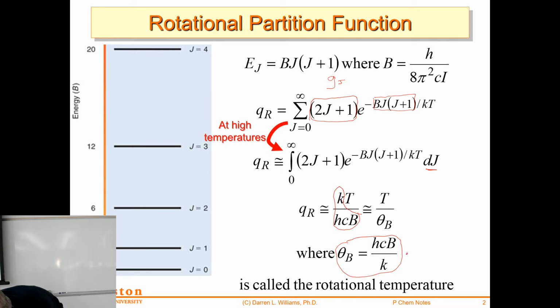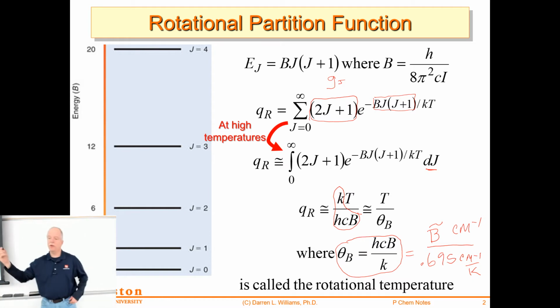And so I'll go ahead and put the numbers on here. This is just equal to B, and I'm going to put a tilde on top, which means it's in wave numbers, divided by 0.695 wave numbers per Kelvin, and so the Kelvin come up on top, and so then you have that rotational constant expressed in Kelvin. And then you compare that to the temperature of the room in Kelvin, or the system in Kelvin. And that's your partition function.